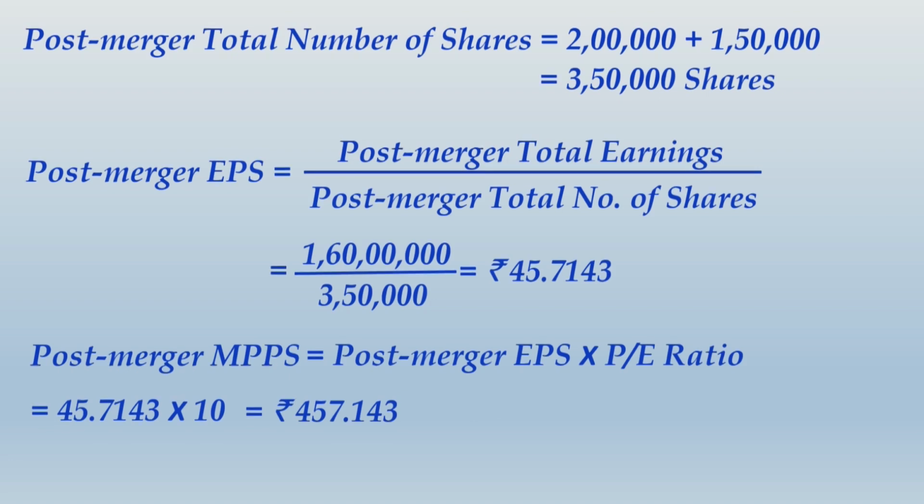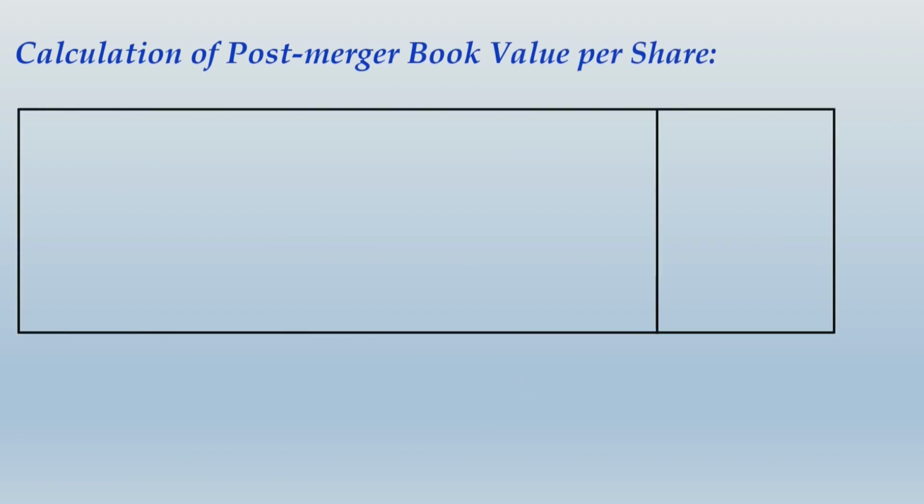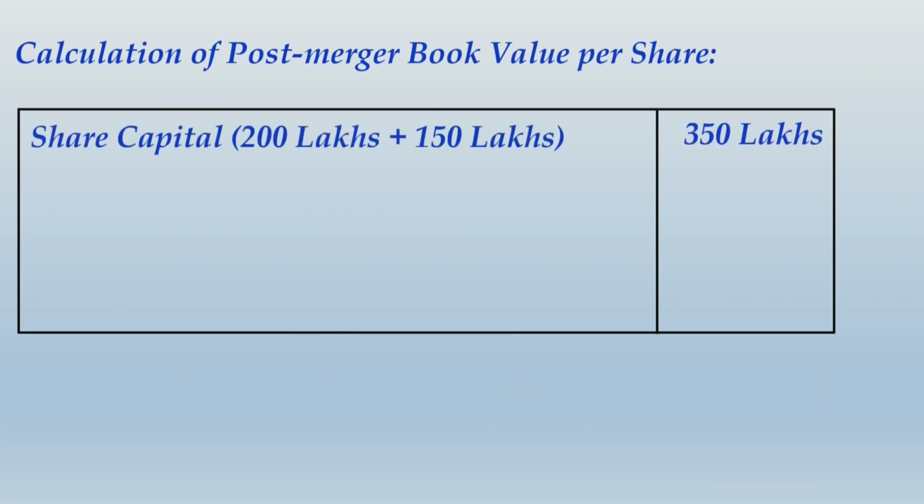Alright friends, you would have finished writing all these calculations. Let us move ahead and write up the other calculations, and we have to first calculate the post-merger book value per share. So again, share capital: it was originally 2 lakh shares of 100 each, that is 200 lakhs, and additional 1,50,000 shares issued, the nominal value still being rupees 100 per share, it will be 150 lakhs. So the amount of share capital will be 350 lakhs.